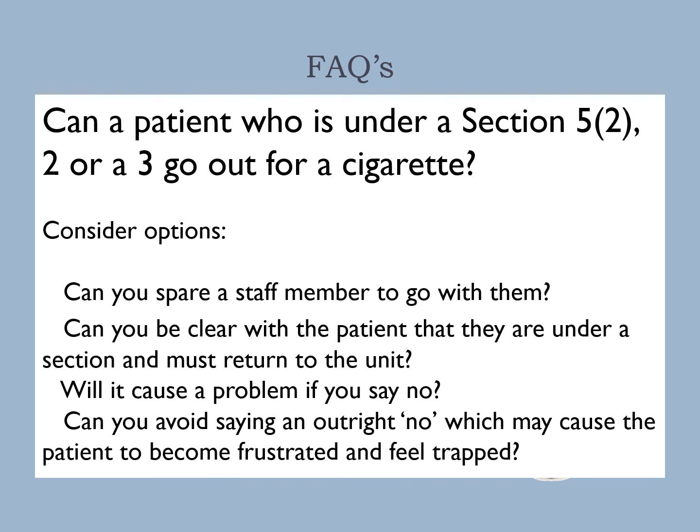So we'll now talk about some frequently asked questions. Can a patient who is under a Section 5.2, a 2 or a 3 go out for a cigarette? Many nurses are concerned that they will be held personally or professionally responsible if a patient under a section absconds or then maybe even comes to harm whilst they're off the unit. This is a really grey area and is patient specific. It's important to remember that we are not a locked psychiatric ward and there is only so much that we can do.